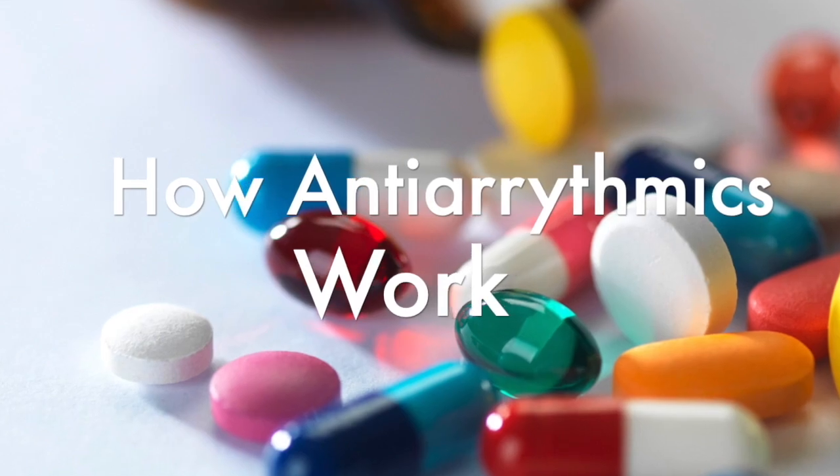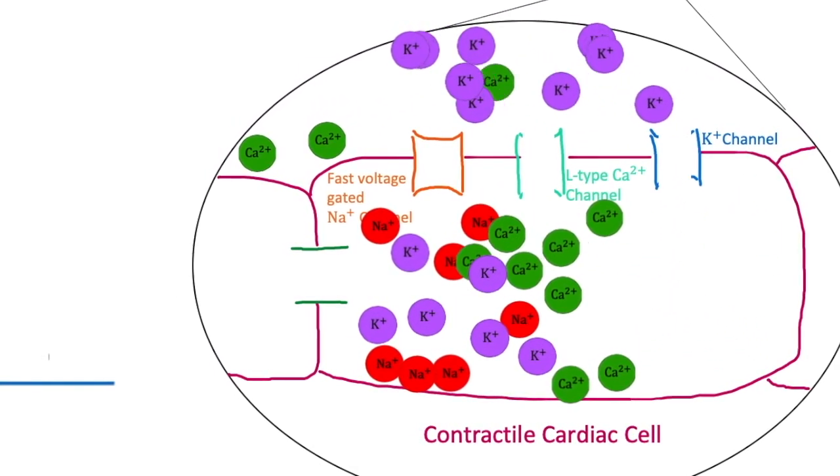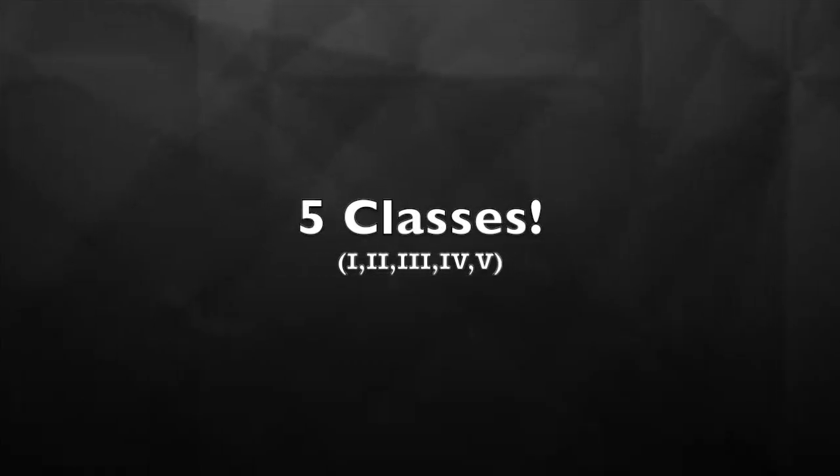Antiarrhythmics can slow down the heartbeat either by interfering with the ion channels responsible for cardiac action potentials, or by affecting the sympathetic regulation from the brain. They can be classified into 5 classes depending on their mechanism of function.